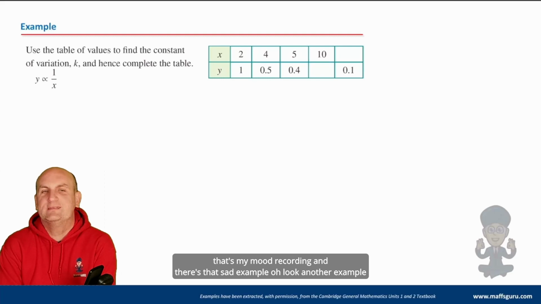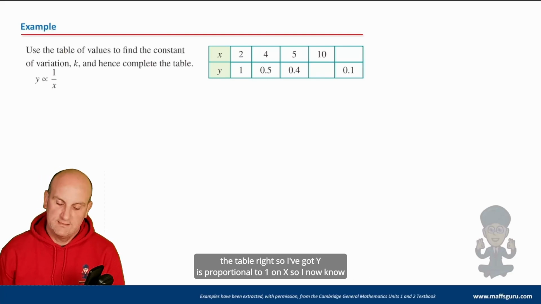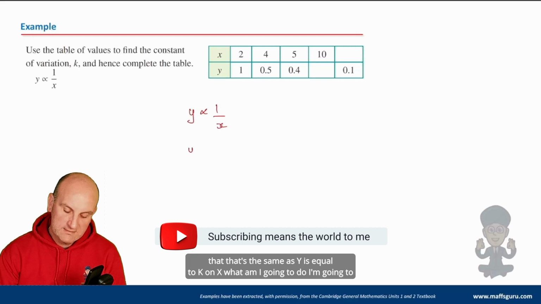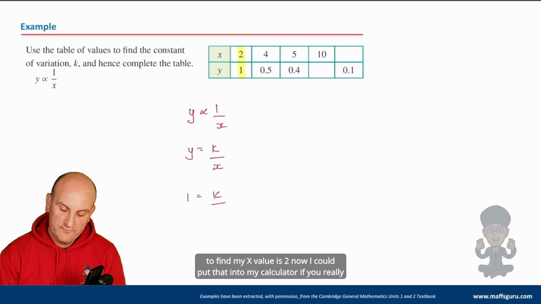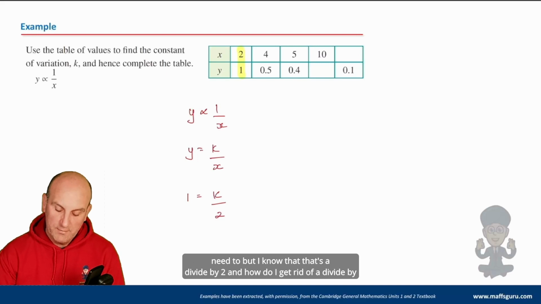Oh, look, another example. Use the table of values to find the constant of variation, and hence complete the table, right? So I've got y is proportional to 1 on x, so I now know that that's the same as y is equal to k on x. What am I going to do? I'm going to choose a couple of values. So I get here my y value is 1, my k value we're trying to find, my x value is 2.